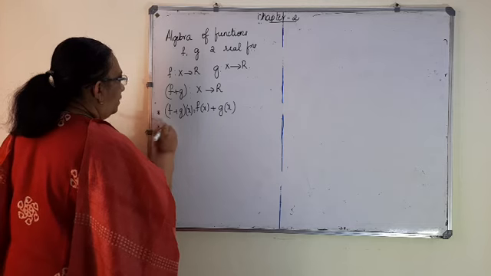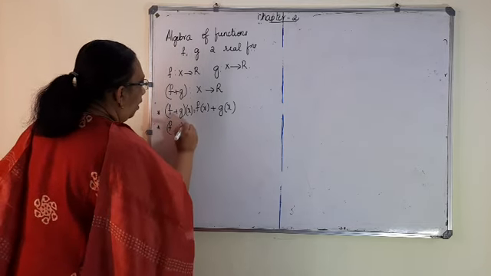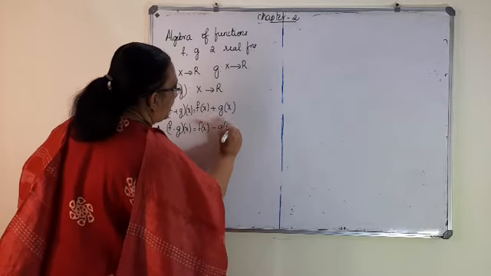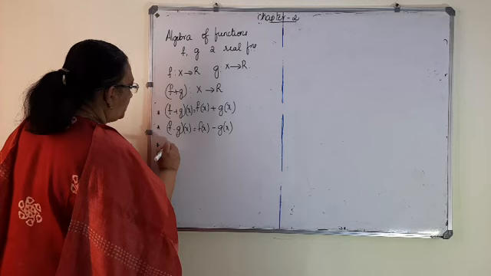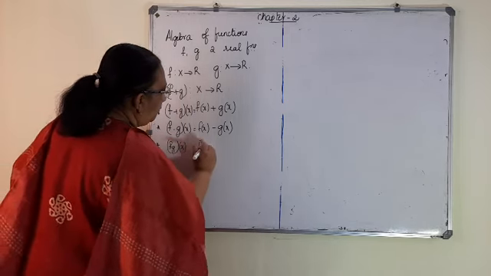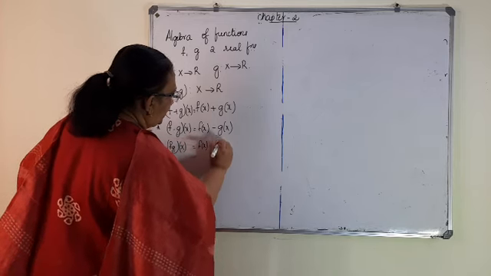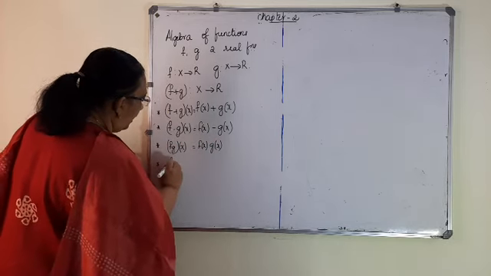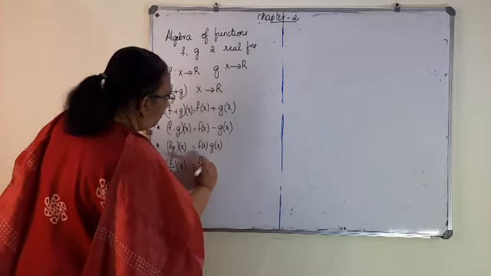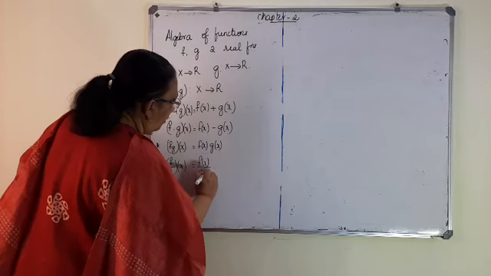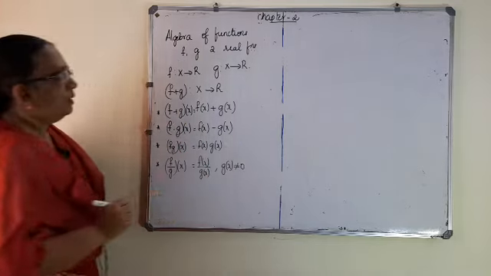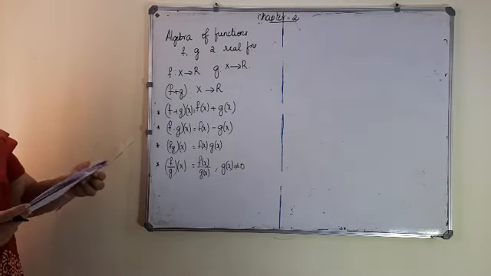Similarly, we have f minus g of x is equal to f of x minus g of x. Third one, fg into x is equal to f of x into g of x. And the fourth one is f by g of x is equal to f of x by g of x, provided g of x is not equal to 0. This is known as algebra of functions.